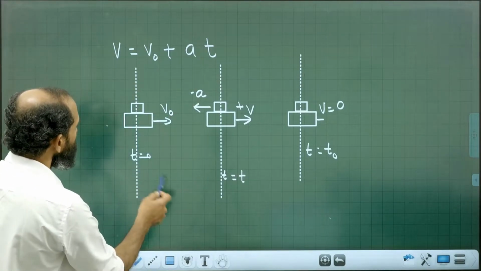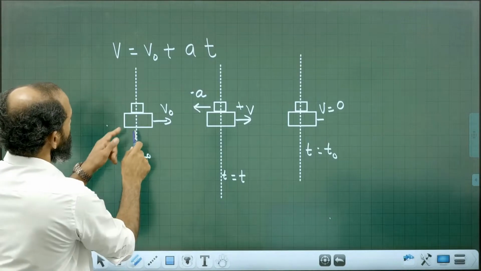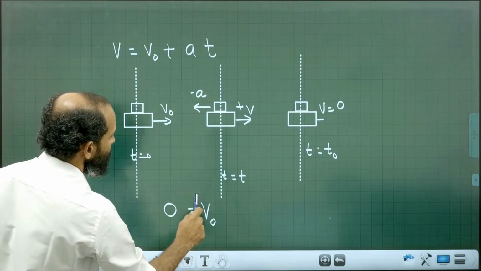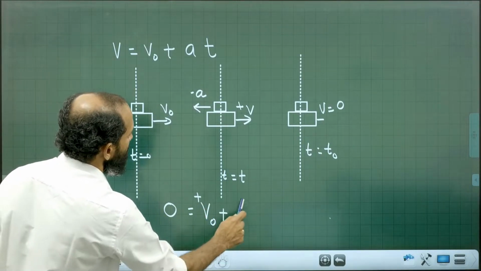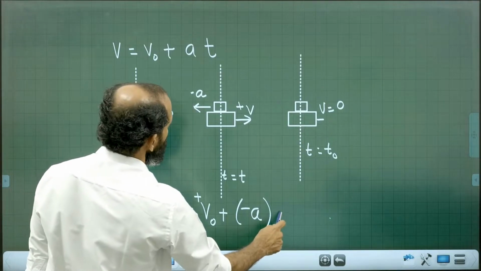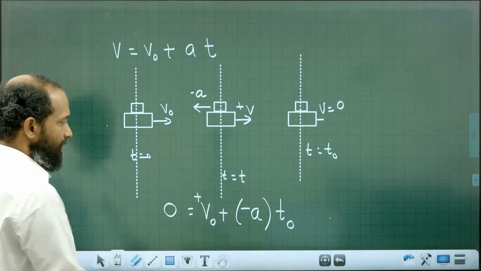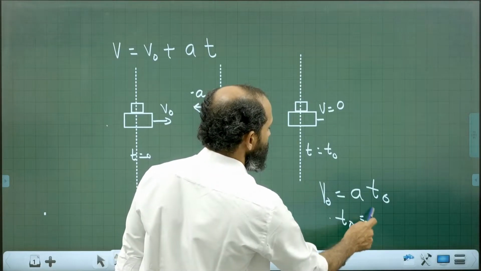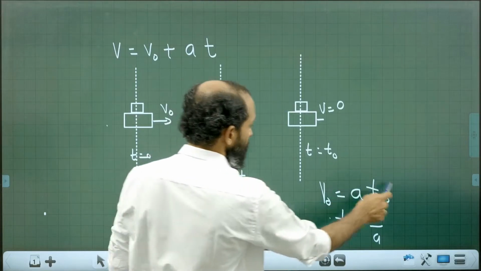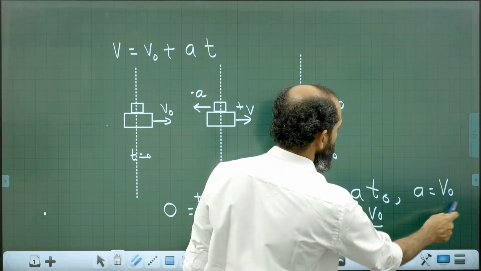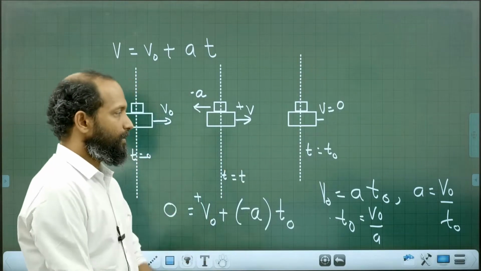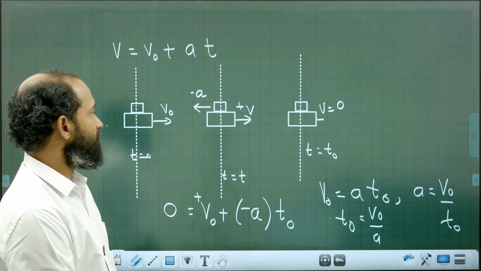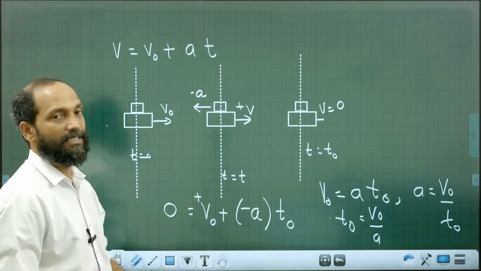Then what is the stopping time? We can use v, the final velocity 0, equal to u, the initial velocity v0, that is positive, plus a, which is minus a, into t, where t0 is the time interval. Then we write v0 equal to a t0, and t0 equal to v0 by a, or a equal to v0 divided by t0. This is the way by which we find the solution to a problem in kinematics. Care should be taken while assigning signs.